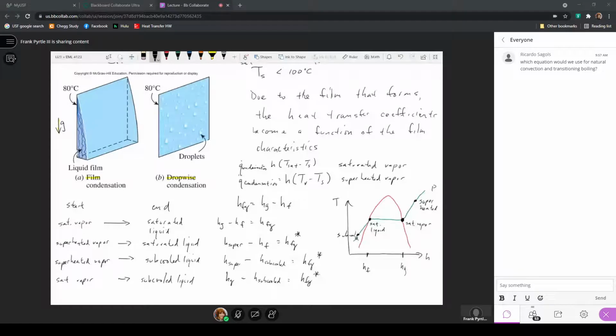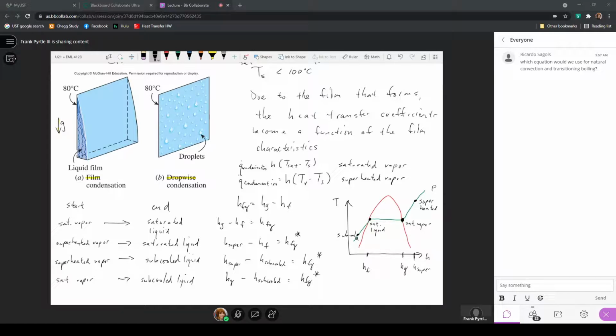So in the first case, saturated vapor to saturated liquid, that just means I'm moving from saturated vapor over here to saturated liquid, and that's the enthalpy difference between the fluid. If I move from superheated vapor to saturated liquid, that means I'm starting here at the same pressure for a superheated vapor. Well, I have a larger value here, and if I'm using what I wrote here, H super, here would be H super here.